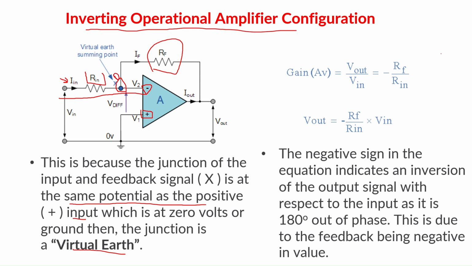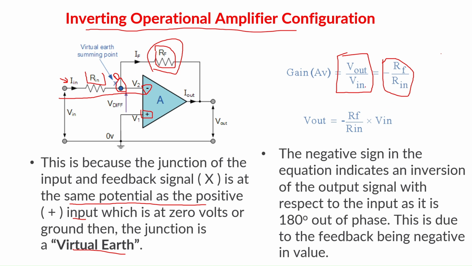The gain of this inverting operational amplifier is minus feedback resistance divided by input resistance, minus RF by Rin. Gain is nothing but output voltage by input voltage; in this case, output current by input current. So the output is equal to minus RF by Rin into Vin.